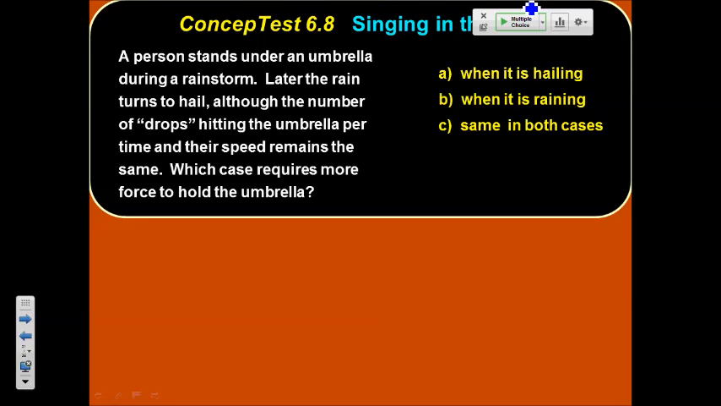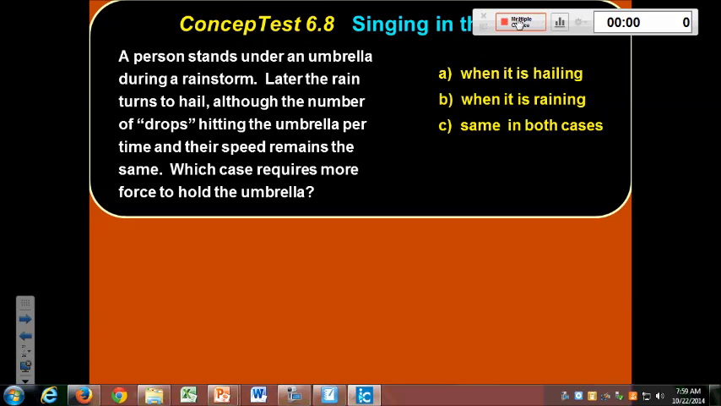All right. A person standing under an umbrella during a rainstorm. Later the rain turns to hail, although the number of drops remains the same. Which case requires more force to hold the umbrella? So these raindrops are turning to ice, right? They're not changing mass because you just have these drops become a solid. But which one requires more force to hold the umbrella? Or in which case do the raindrops or the hail impart a greater force to the umbrella? Think about what happens to the raindrops after they hit, and then what happens to the hail after it hits the umbrella. What is the difference in those two? The raindrops and the hail.